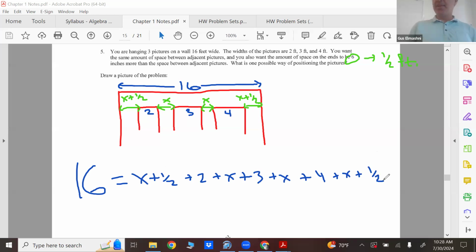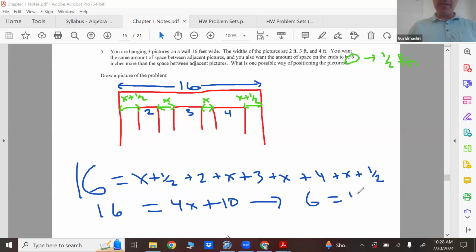I literally do this when I put pictures in the house, to make sure it's all spaced correctly. So that's 4x plus 10 if you do it correctly. 2 plus 3 plus 4 and a half and half should be 10. 6 equals 4x. I mean, do this by hand. You don't have to use Desmos to solve that. That's just easy. So x has to be 1.5 feet, which is 18 inches.